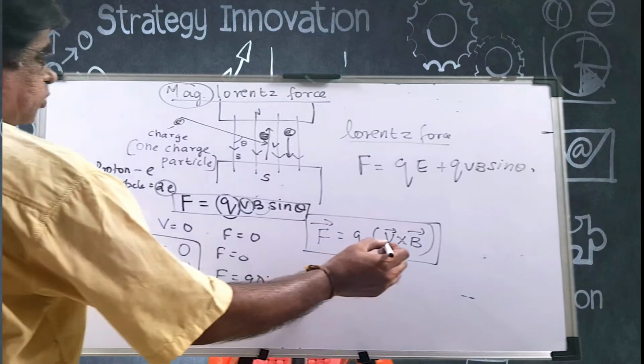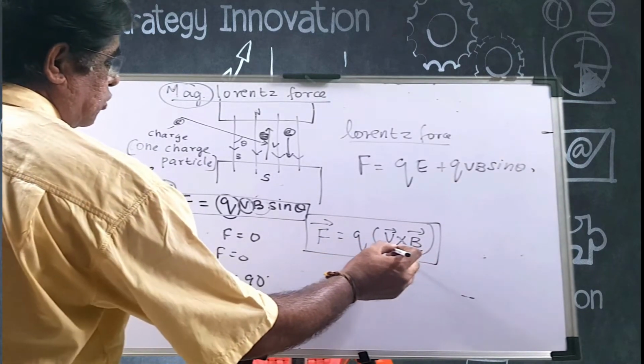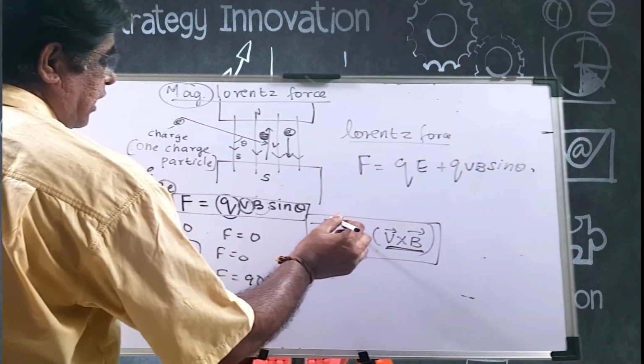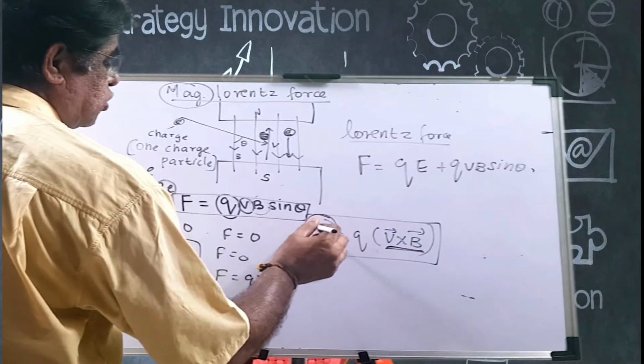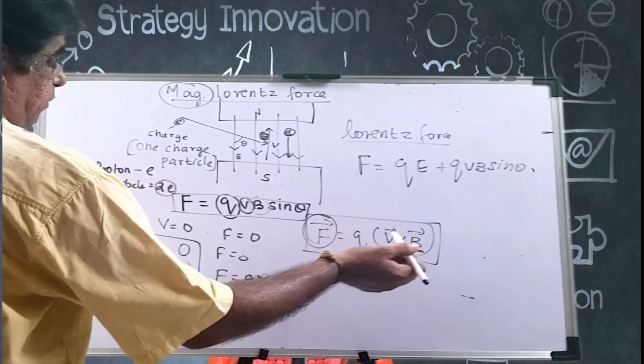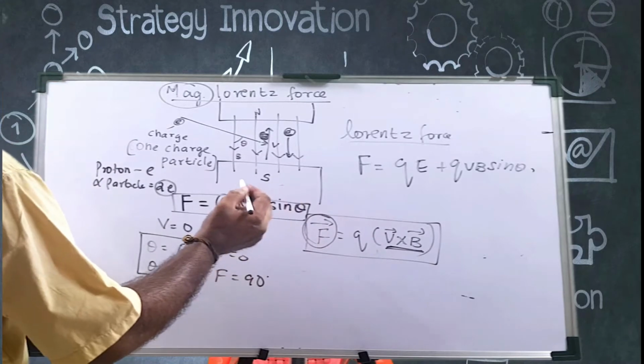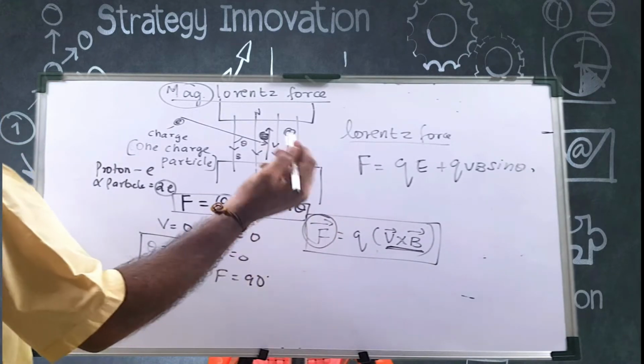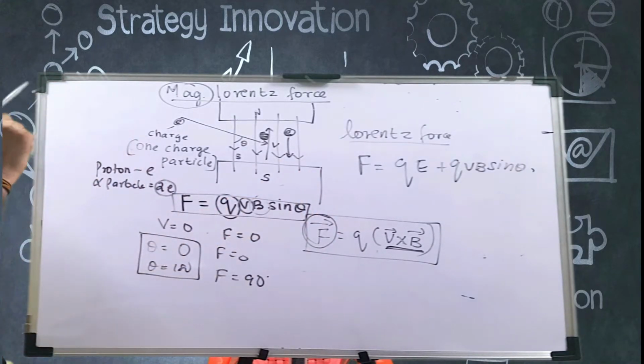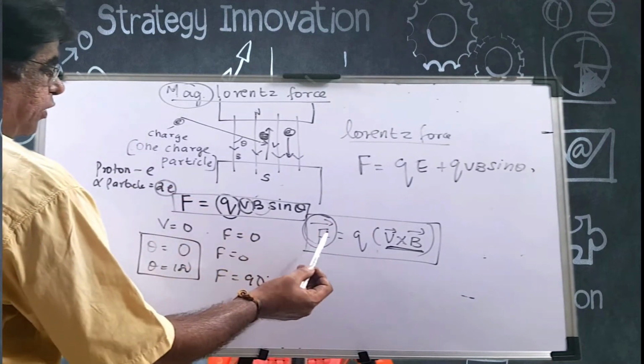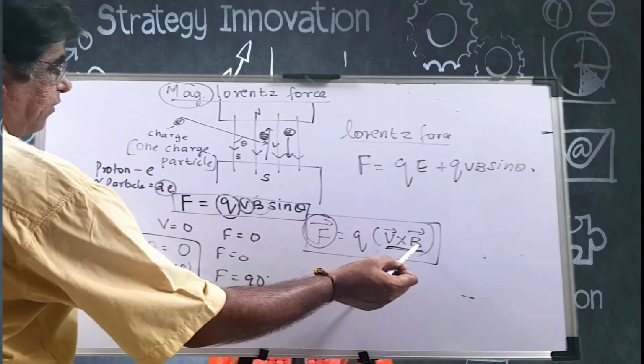You know cross product? V cross B. If you do V cross B, the resultant or the final answer should be in the direction normal to V and B. That means for A cross B, the direction is always going to be normal to A and B. Same thing, this F is going to act at an angle of 90 degrees to V and B as well.